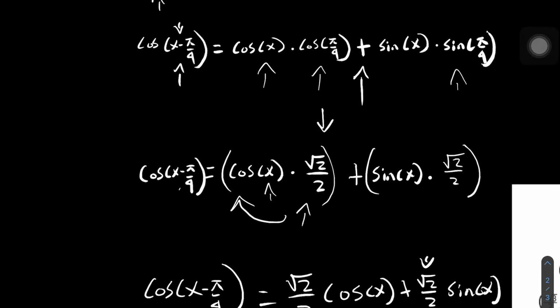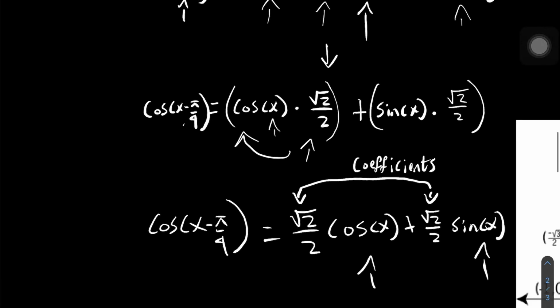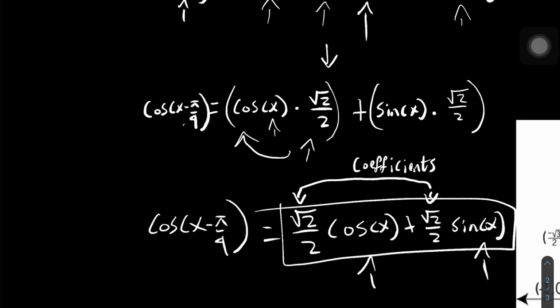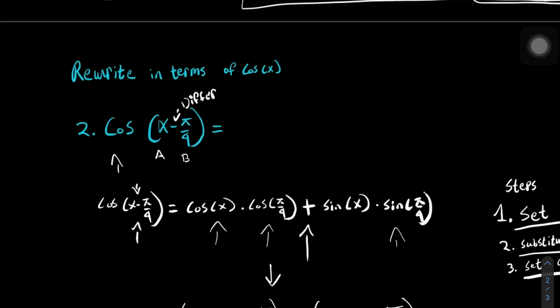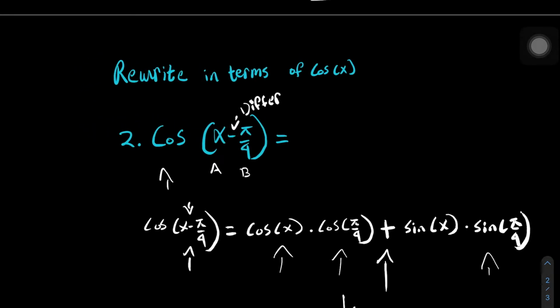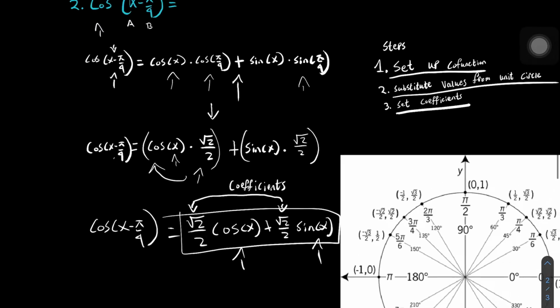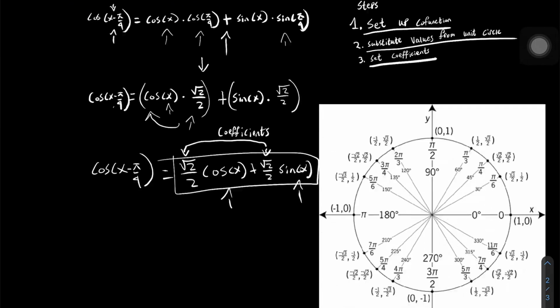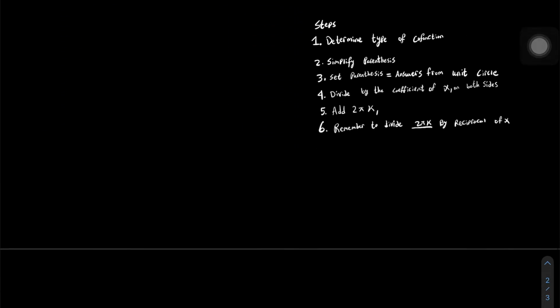This and this, these are both just the coefficients of cosine of x and sine of x. And this would be your final answer for the question to rewrite in terms of cosine of x, the equation cosine of x minus pi over 4. I hope this part was helpful. And now lastly, we're going to do one more question.